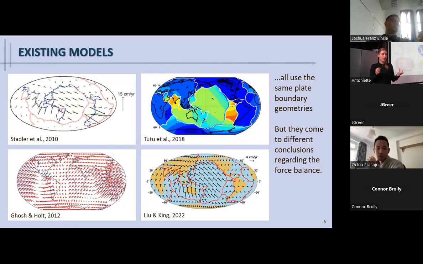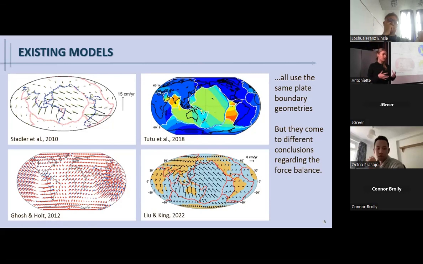So that means we already have a reasonably good understanding of what causes the plates to move in that specific direction. But on the other hand, we can also see all of these models use the same geometry of the plate boundaries, shown here as these red lines or over here. And so that means we don't know how the geometry of the plates affects the plate motion.